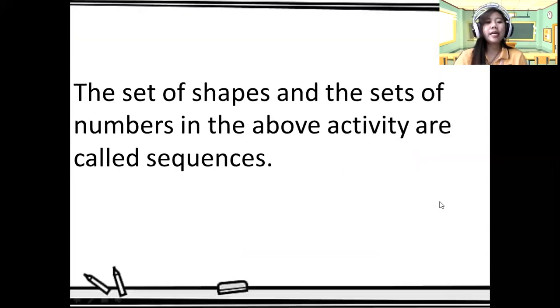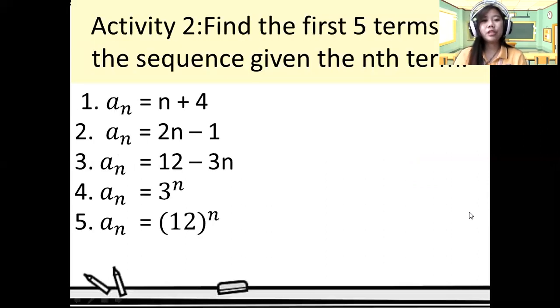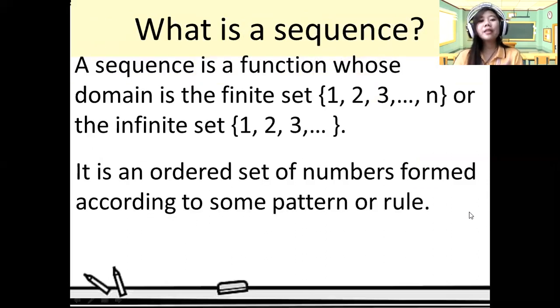Okay, the set of shapes and the sets of numbers in the above activity are called sequences. So when we say sequences, it has a pattern. Okay, so what is a sequence? A sequence is a function whose domain is the finite set 1, 2, 3 up to n, or the infinite set 1, 2, 3, and so on. Okay, so when we say finite set, it is a set of numbers that has an end.